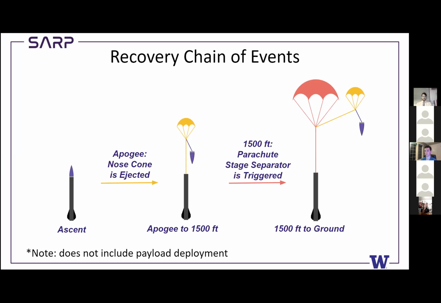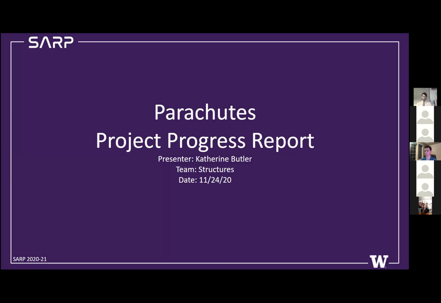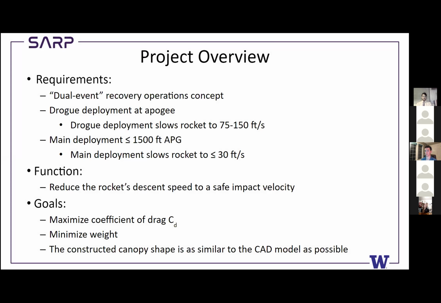So next we have the parachutes. I'll be presenting this one. First, just a brief description of what we're responsible for. IREC requires that we have a dual event recovery operations concept. That means that we have a main and we have a drogue. The drogue is deployed first, and the rocket should fall under drogue between 75 and 150 feet per second. Then when the main is deployed at 1,500 feet, the rocket should fall at less than 30 feet per second.